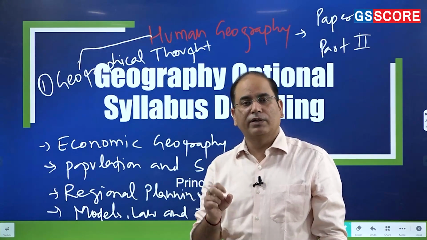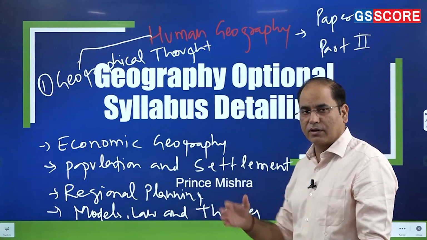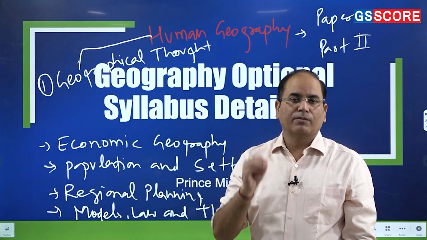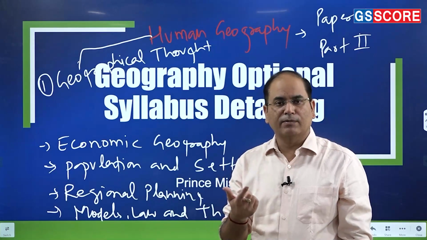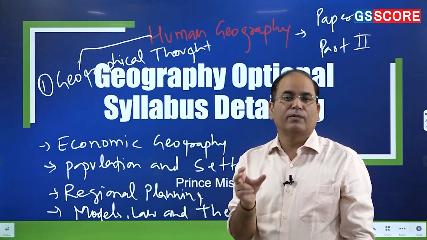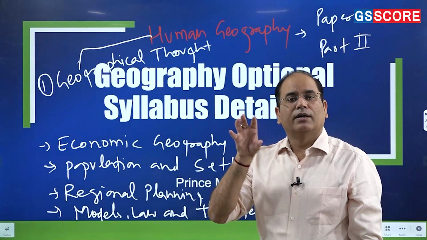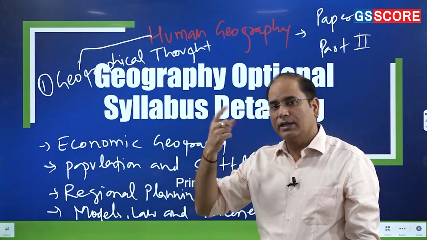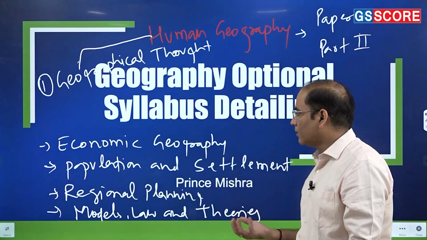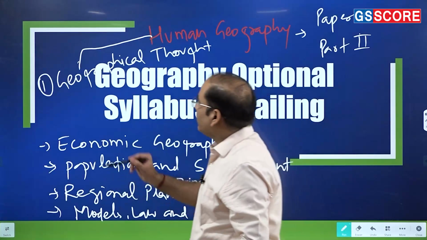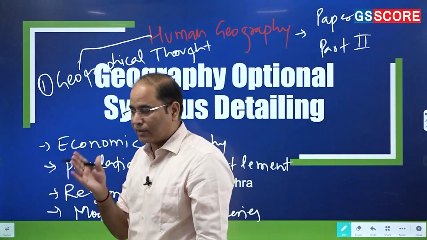The topics in models, laws and theories are very much associated with regional planning, population, settlement, and economic geography. So in all the chapters, some of the topics are being written again. That is why, in a way, models, laws and theories is a repetition of the topics that are mentioned. So from the topic perspective, we have only 9 chapters, not the 10th chapter, because the 10th chapter covers all the topics that you have already studied in chapters like geographical thought, economic geography, population, and regional planning. So I divide these 4 chapters into 2 components, the human component and the economic component.